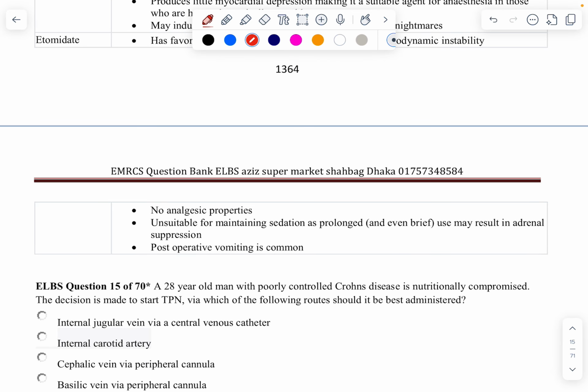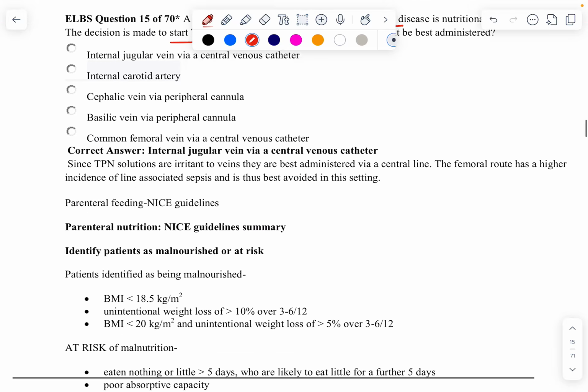A 28-year-old patient with Crohn's disease, nutritionally compromised, a decision is made to use TPN. Which of the following routes should be used? TPN here, total parenteral nutrition, Crohn's disease. So whenever you want to give TPN, the internal jugular vein is the best.